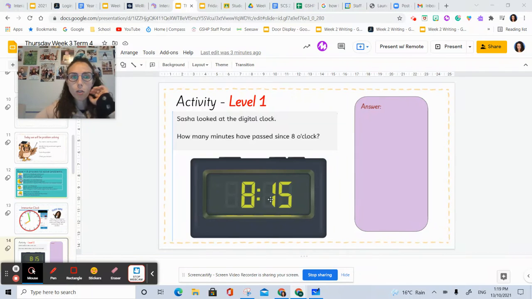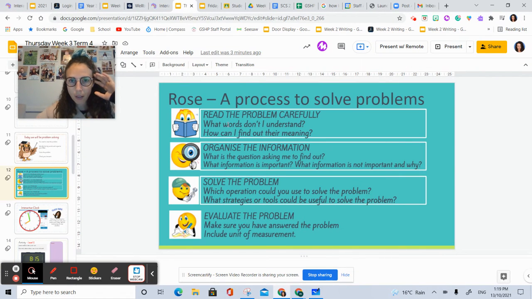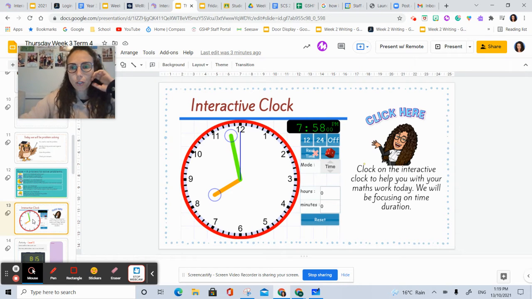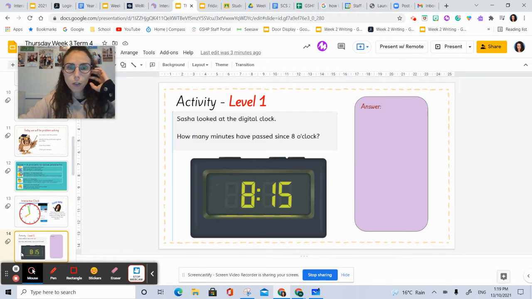Okay, we're going to be problem solving again. So remember, you need to read the problem carefully, organize the information, solve the problem, and evaluate the problem. If you need to double check your answer, please use the interactive clock that I've shown you how to use before. The first question for level 1, Sasha looked at the digital clock.